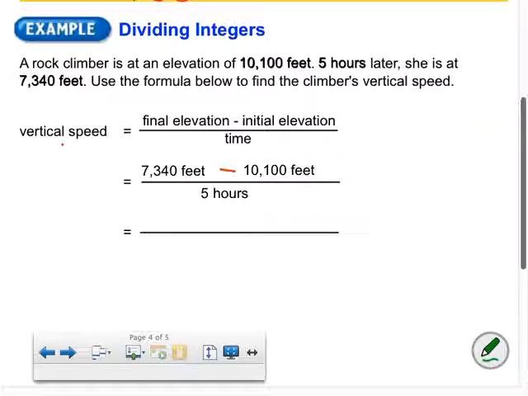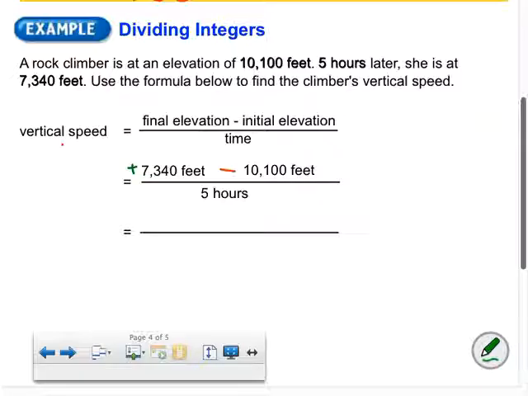Before we can divide this fraction, we have to simplify the numerator. What is the sign of this if there's no sign in front of it? It's positive. So 7,340 feet is positive. I need you guys to take the difference of this and then divide it out. Can somebody walk me through taking the difference of the numbers in the numerator?